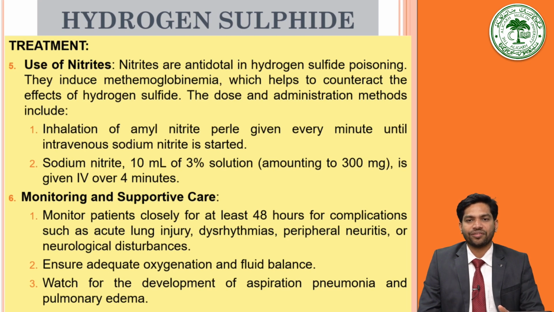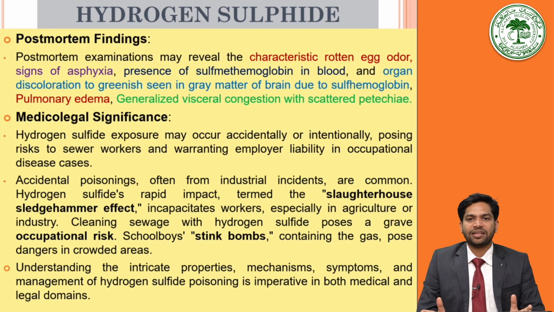kept under observation. Then, in case of death due to hydrogen sulfide poisoning, on the post-mortem examination, we may find the characteristic rotten egg odor and signs of asphyxia, though all the cardinal signs that we already discussed, we may see on the post-mortem examination.